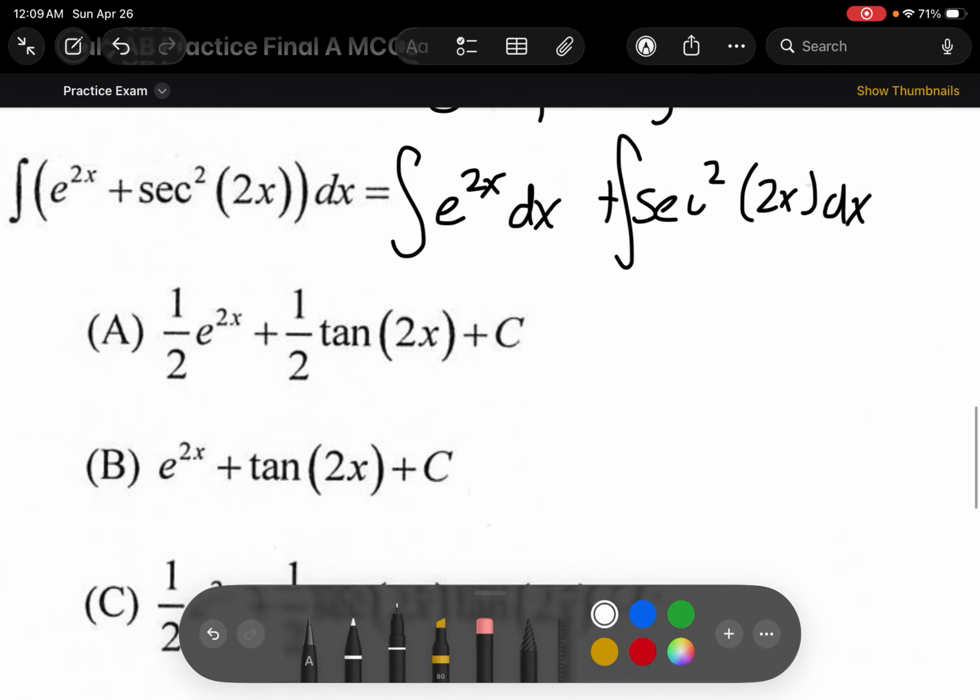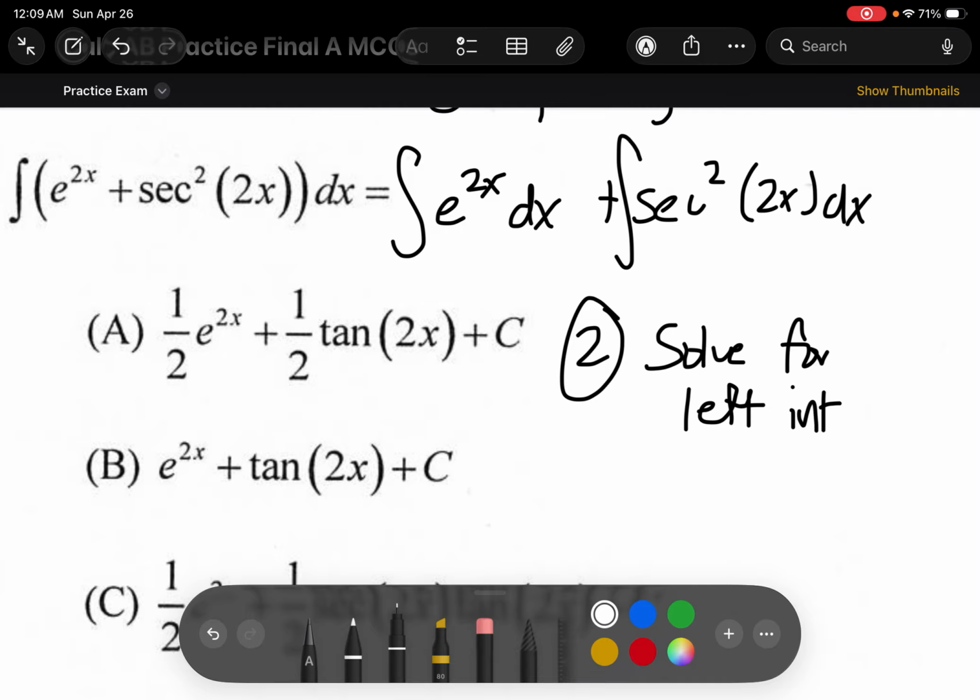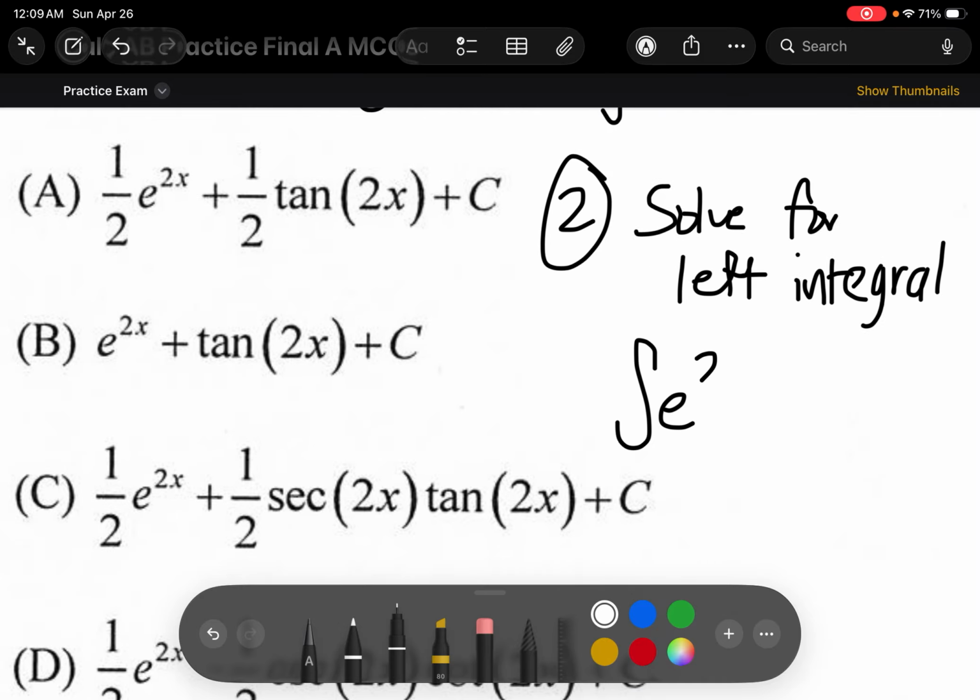And then our second step, solve for left integral first. Let's do this step by step. So it's going to be e to the 2x. You can u sub this. Let's use blue.